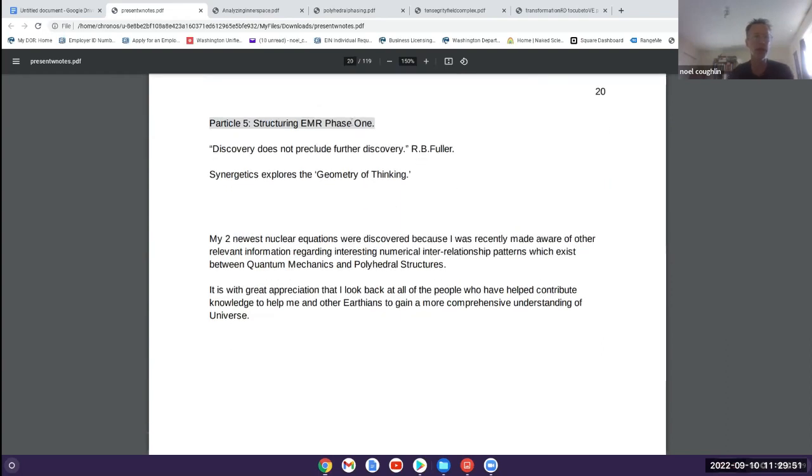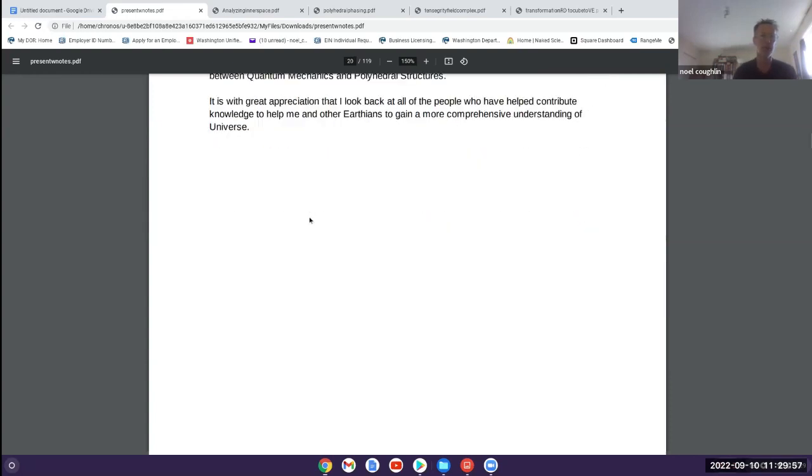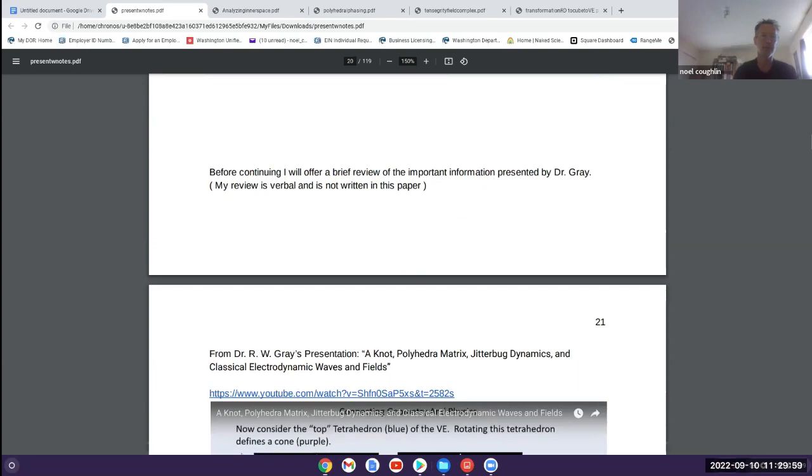Now we're getting into it. Structuring MR phase 1, so half an hour's gone. Discovery does not preclude further discovery. My two newest equations are because Bob Gray gave me some new information.